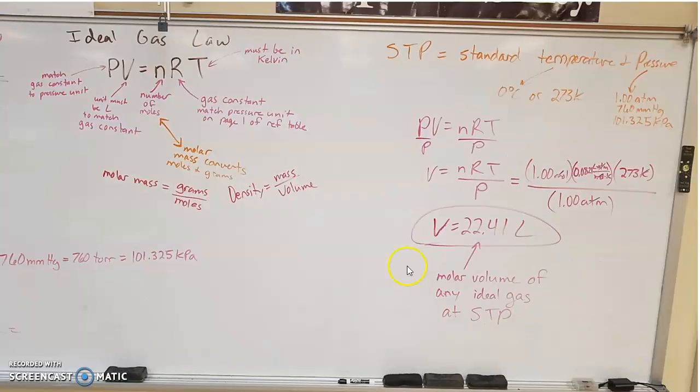All right, let's talk about the ideal gas law a little bit. So the ideal gas law relates the pressure, volume, and temperature of a gas to the number of moles of the gas. And there is a gas constant in there to make all the units convert so that you actually get moles. So the gas constant is on page 1 of your reference table.